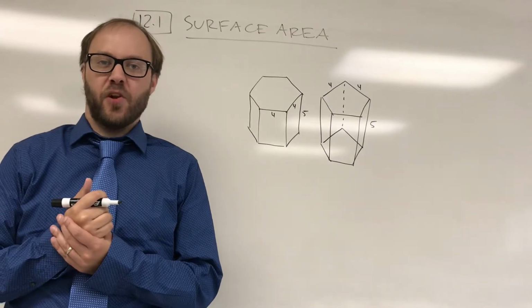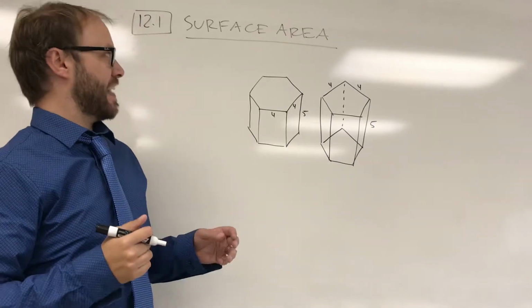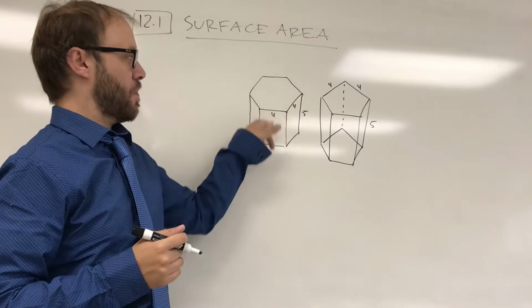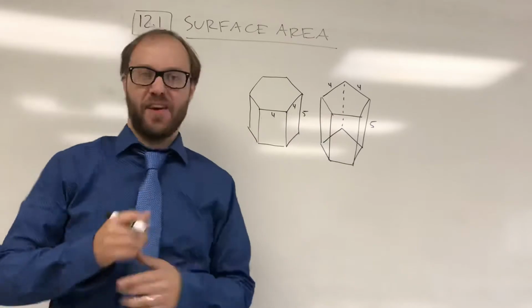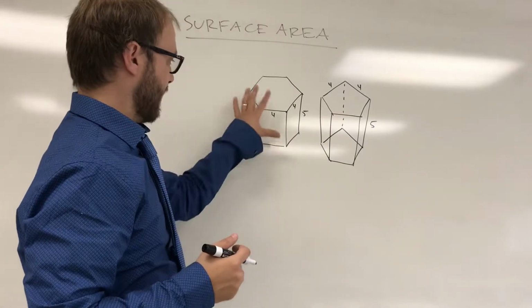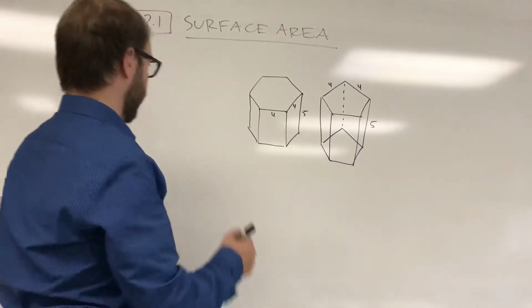In this video, I want to look at some examples of some more advanced surface area problems. We have a hexagonal prism here, and then we have a pentagonal prism, and I want to look at how to find their surface areas. So let's look at the hexagonal prism first.